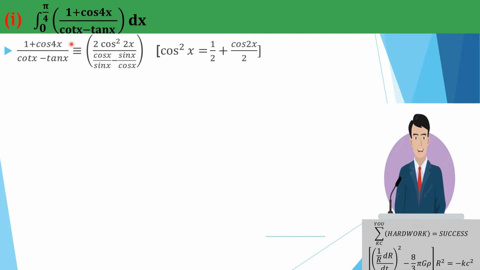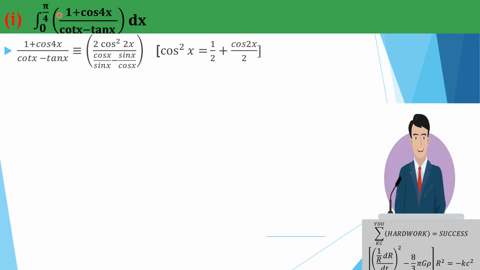So we want to start with the numerator. The numerator is 1 plus cos 4x. Now you realize that cos squared x is half plus cos 2x over 2. If I multiply all through by 2, my 2 cos squared x will be equal to 1 plus cos 2x, right? Now if 2 cos squared x is 1 plus cos 2x, then 2 cos squared 2x will be 1 plus cos 4x, right? Basically it's the double angle of this.